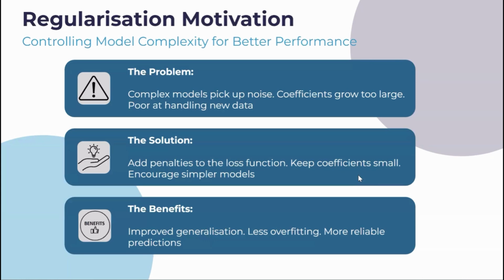So what do we do? Keep coefficients small. How can we keep them small? Multiply with some penalties, which are in decimals. Encourage simpler models. What are the benefits? Improved generalization, less overfitting, more reliable predictions. The accuracies are less now, and that is also achieved.